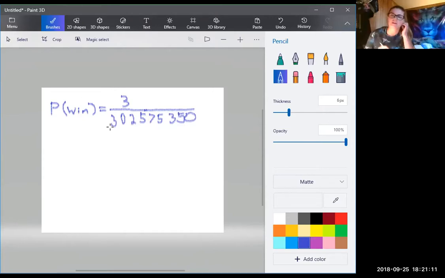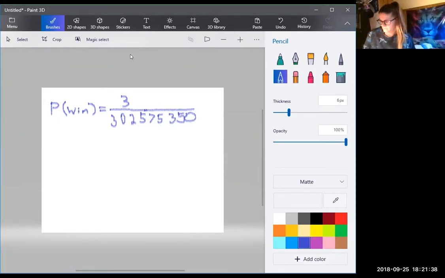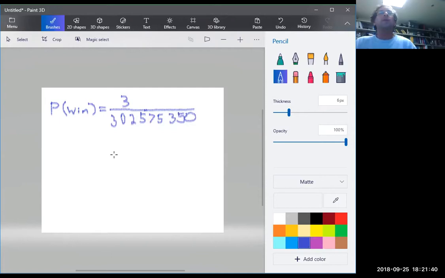Can you repeat the numerator and denominator one more time? So again, the numerator is the number of ways of what you're interested in happening, so in this case, winning. There are 3 ways to win. And the denominator is all the different ways that anything can happen, including all the wins and all the losses. Does that make sense? Mm-hmm. Okay, very important. We're going to be using this throughout the whole quarter.